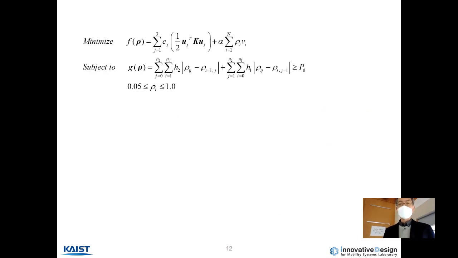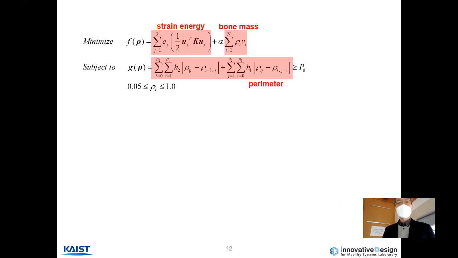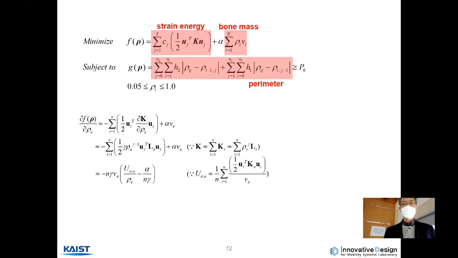And here are the detailed optimization formulations. Here I use a weighted summation of strain energy and bone mass. And also I put the perimeter constraint here. Interestingly, here I use this inverse directional inequality constraint because I'd like to obtain a higher perimeter to conserve the connectivity of trabecular structures. Then under this formulation, we can derive analytical sensitivities like this.